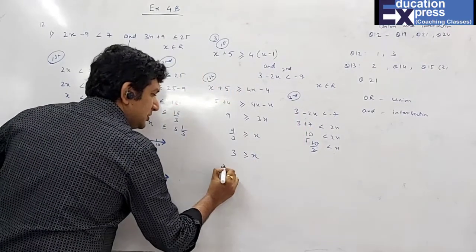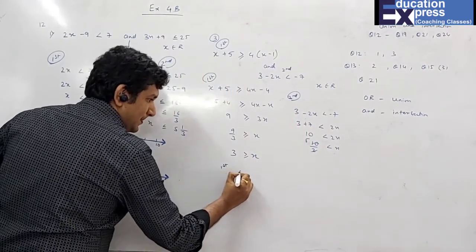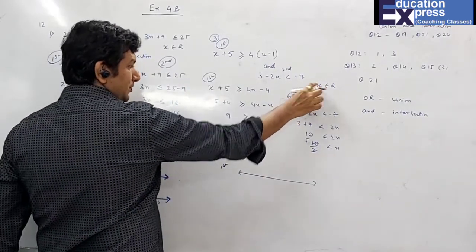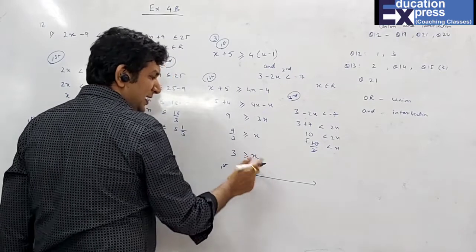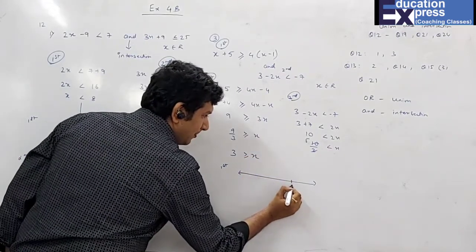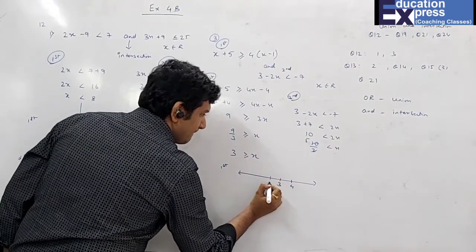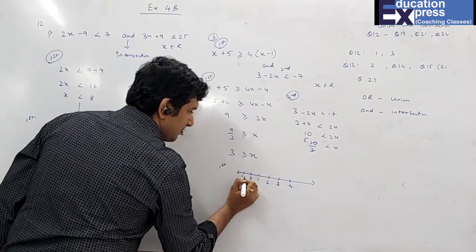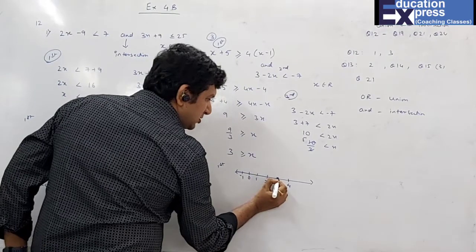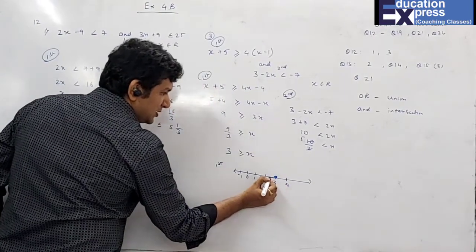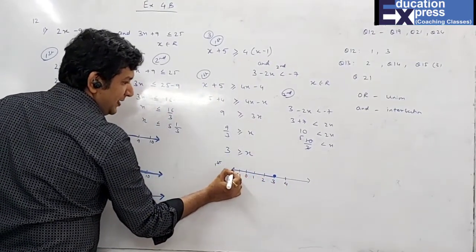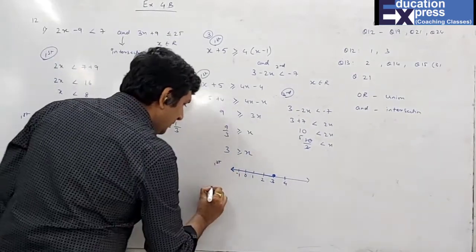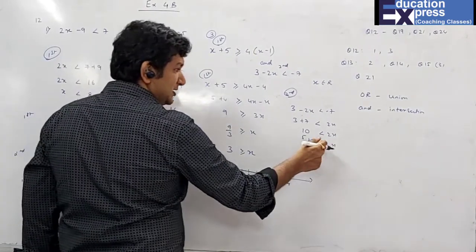So first number line, x is obviously real numbers and x is less than or equal to 3. Less than or equal to 3 means 3 is included, and less means it has to go on the left hand side. And for the second number line, x is more than 5.